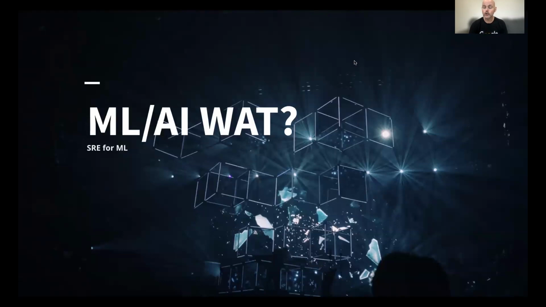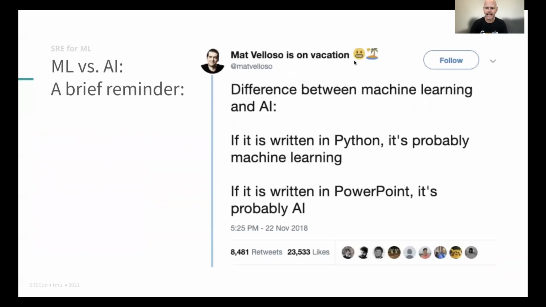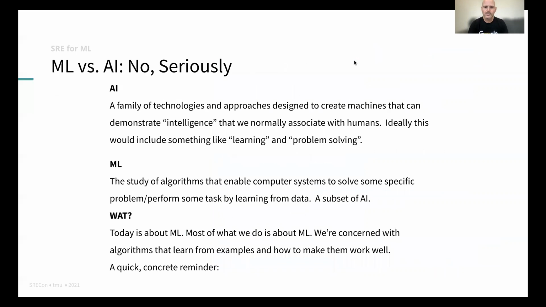Good. So, a super brief segue into what, again, is machine learning? What, again, is AI? Here's the classic joke. The difference between machine learning and AI is that if it's written in Python, it's probably ML. If it's written in PowerPoint, it's probably AI. That is not fair, but that is funny. So seriously, what is it, and does that distinction really matter?